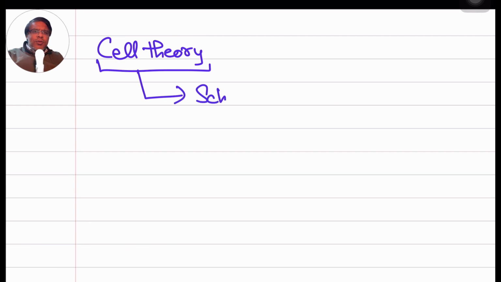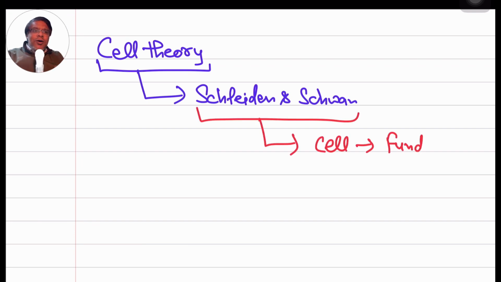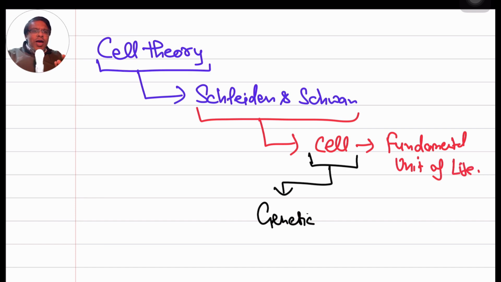Now here I just want to tell you, you must be knowing about cell theory. Who proposed the cell theory? Schleiden and Schwann. Now as per cell theory, all living organisms, whether plants, animals, or microorganisms, are made up of cells. Cell is the fundamental unit of life. Now here if you see a cell, within the cell you are going to have a nucleus, and within the nucleus you are going to have genetic information.